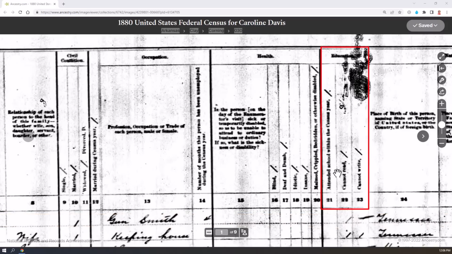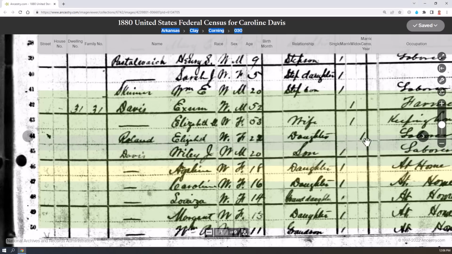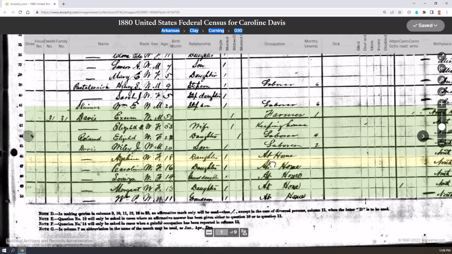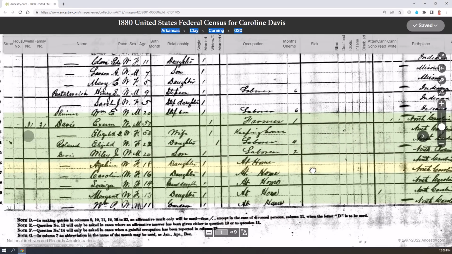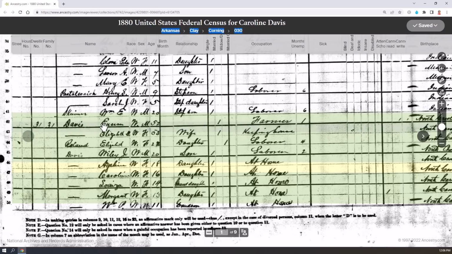21 through 23 have to do with whether they attended school in the last census year, whether they cannot read and cannot write. So remember, these markings are in the affirmative. If there is a check mark here, that means that they cannot read or write. Well, what does that tell us? That also tells us that if our family down here is not checked, they can read and write. So the only person in this household really who cannot read and write is Exum Davis.